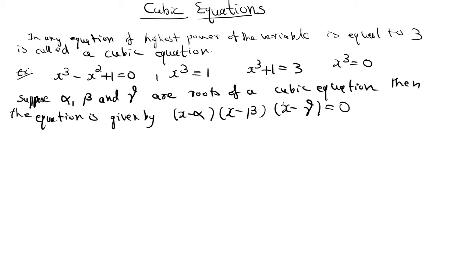Suppose alpha, beta and gamma are the three roots. Then the cubic equation is given by x minus alpha into x minus beta into x minus gamma is equal to 0. For example, take one root equal to 1, second root equal to 2, third root equal to 3. 1, 2, 3 are roots of the given cubic equation. Form the cubic equation.